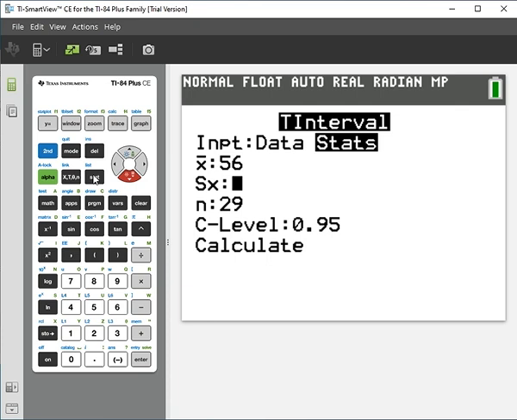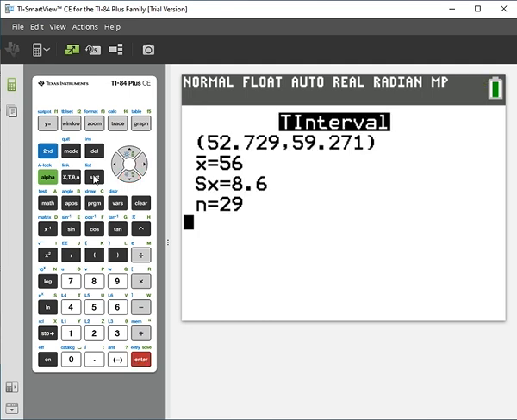We're doing the same example again. Our sample standard deviation is 8.6. N is still 29. And our confidence level is 95%. We're going to calculate that. And out pops that exact same confidence interval, 52.73 to 59.27. It's reminding us of x bar and the standard deviation that we put in and the sample size.